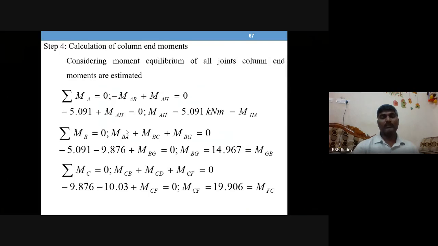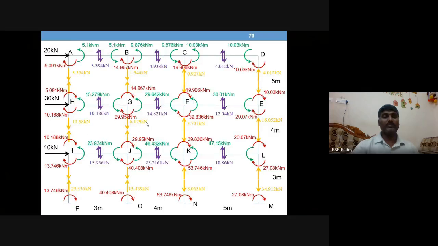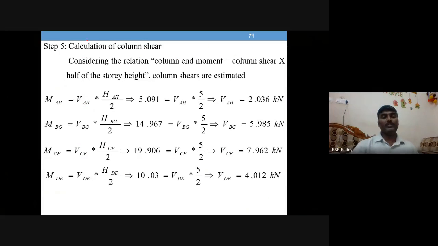So this slide shows the last session's lecture, calculation of column end moments, which we completed in the last session. We discussed in detail how you calculate column end moments, and the result is plotted with these arrows that you see here. These red colored arrows show the column end moments, which is step 4. After this, let's go to step 5, which is the last step of the calculations.